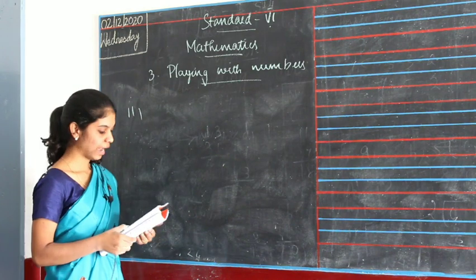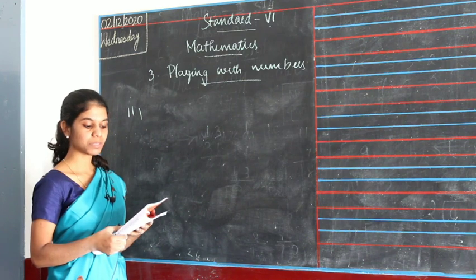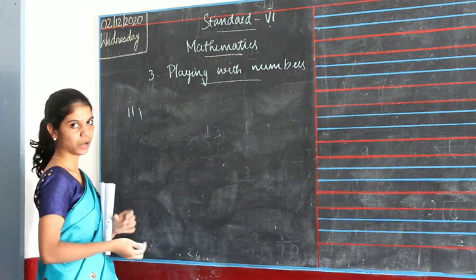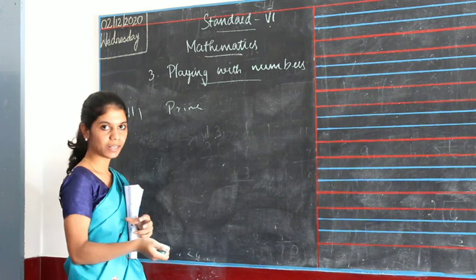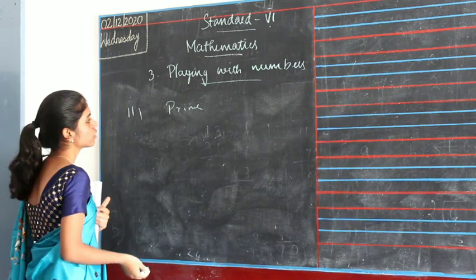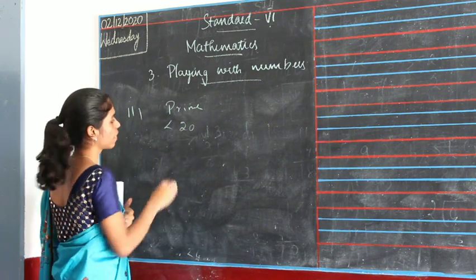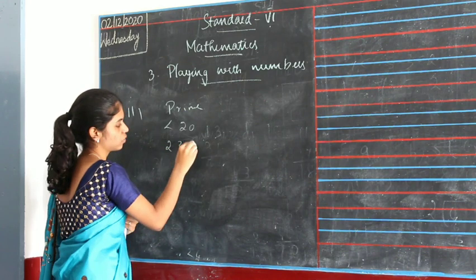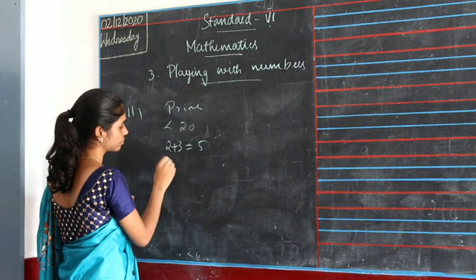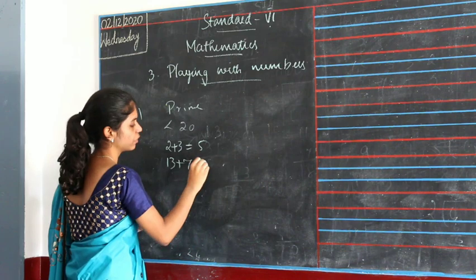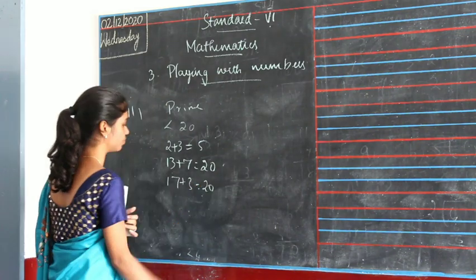11th question, they asked, write 5 pairs of prime numbers less than 20 whose sum is divisible by 5. So we are going to write down prime numbers less than 20. On adding them, we will get a number which can be divided by 5. First, 2 and 3. So 2 plus 3 will be 5 which can be divided by 5. Then 13 plus 7 will give you 20 which can be divided. 17 plus 3, 20.